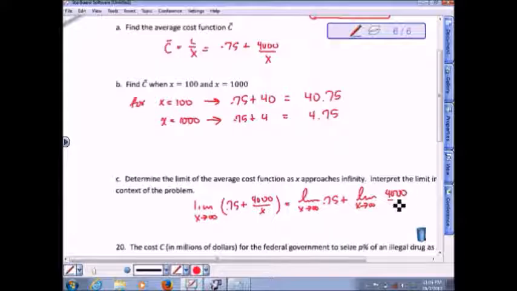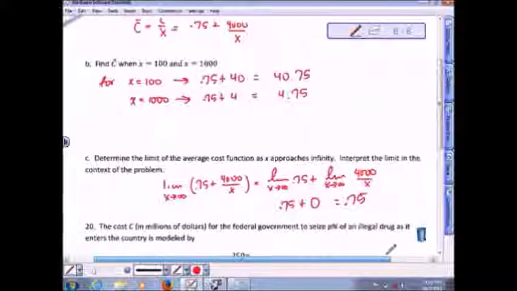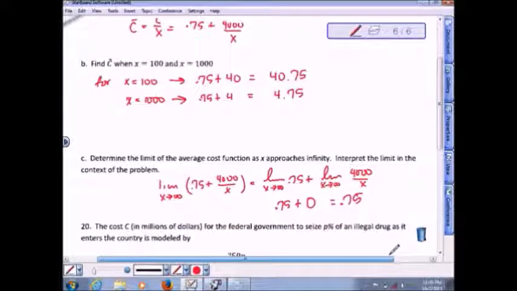of 4,000 over x. Now the limit of a constant is just that constant. And the limit as x approaches infinity of this, as x continues to get larger and larger and larger, beyond 4,000 to 4 million and 4 trillion, this is going to result in a smaller and smaller and smaller fraction, and as x approaches infinity, this fraction approaches 0, so the limit is 0. 0.75 plus 0 is 0.75.